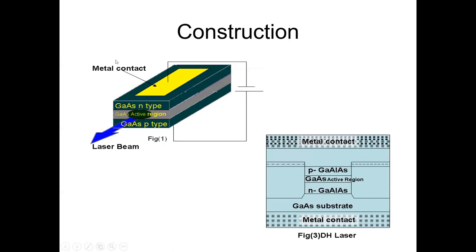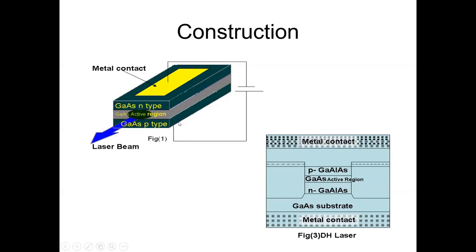And top side, we are connecting a metal contact here. And below that also we are having metal contact. Further, we are connecting leads here. Further, we are applying the forward bias here. This negative is connected to N type and this positive connected to P type.